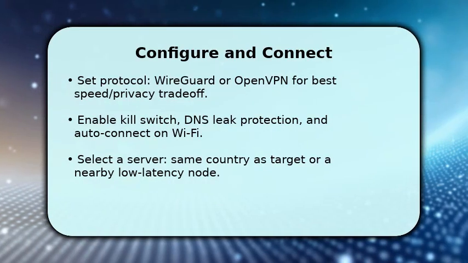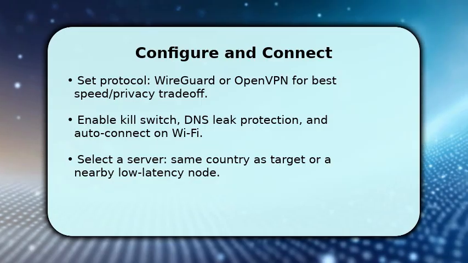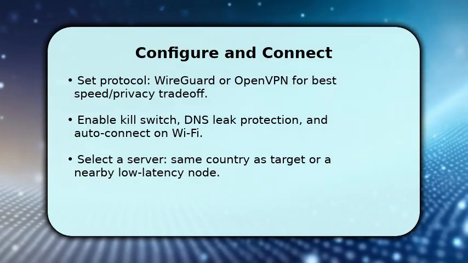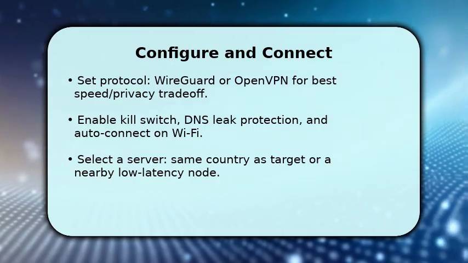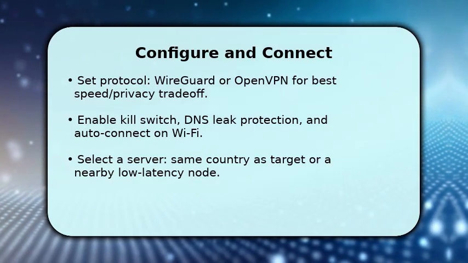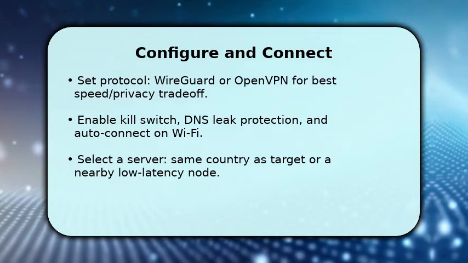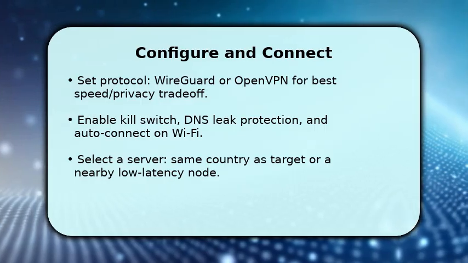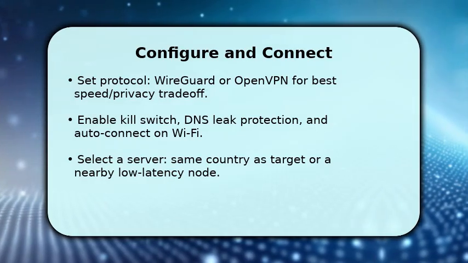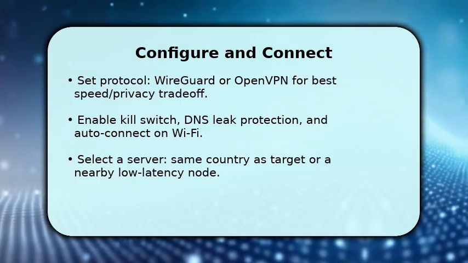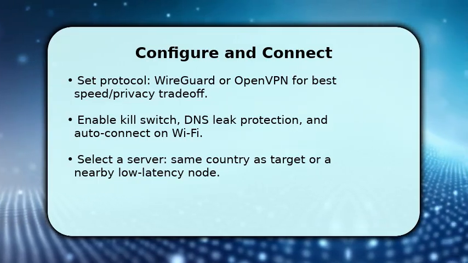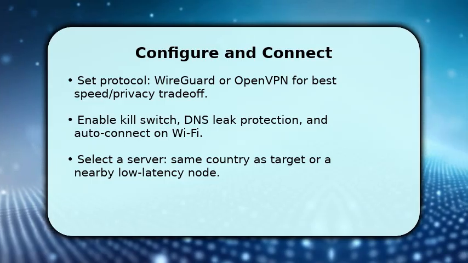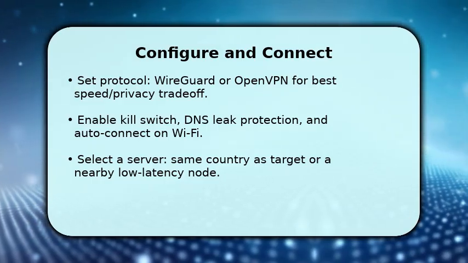Once connected, configure the VPN for Instagram use. Choose WireGuard or OpenVPN for faster, secure connections. Enable the kill switch and DNS leak protection so your traffic never exposes your real IP if the VPN drops. Turn on AutoConnect for untrusted Wi-Fi networks. Then select a server in the country you want Instagram to think you're in. If you need lower latency, pick a nearby city within that country.